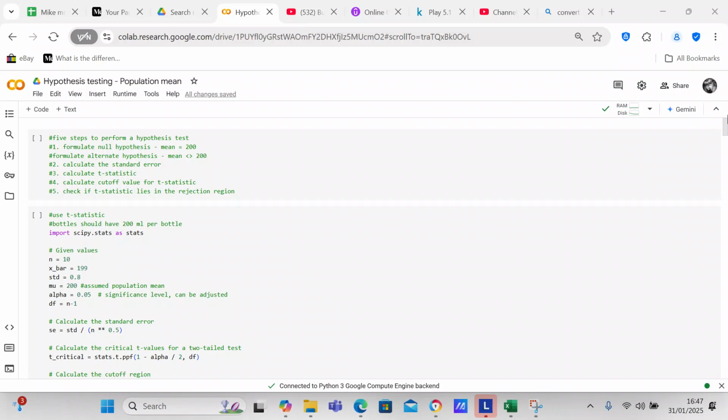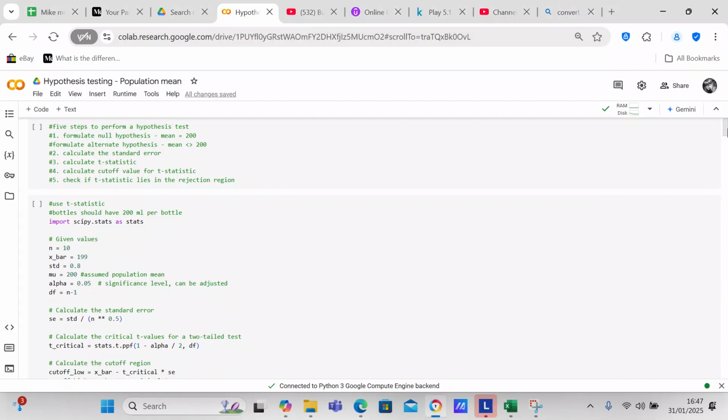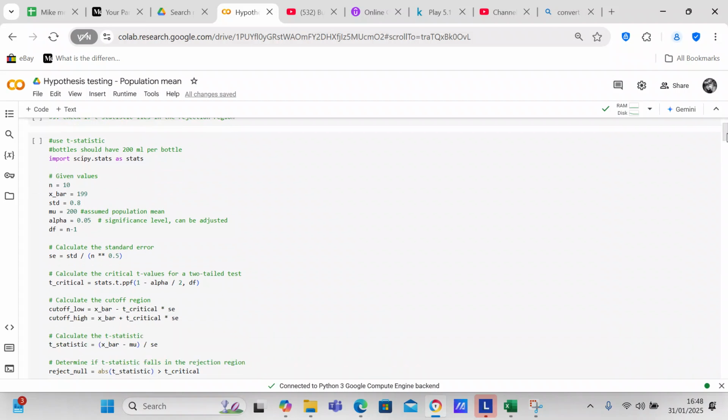So we're going to go over the 5 steps to perform the hypothesis test, which is: 1, you formulate the null hypothesis and the alternate hypothesis. 2, you calculate the standard error. 3, you calculate the t-statistic. 4, you calculate the cutoff value for the t-statistic. And 5, you check if the t-statistic lies in the rejection region. And that's how you carry out hypothesis testing based upon the population mean.